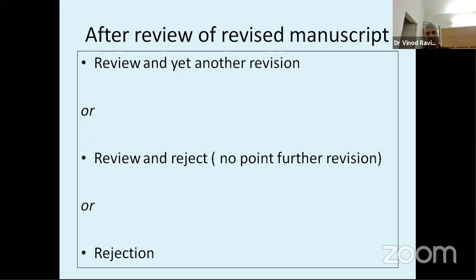It may happen that the editors ask the reviewers and the reviewers are not happy with the revisions taken. They have pointed out that there are several areas which still remain unclarified and not appropriately addressed or redressed. And in their opinion, there is no point for the revision. So that would be review and reject. Then of course, after having a look at the revised manuscript, at the editorial level, it can be deemed for an outright rejection. So all these three possible outcomes are very much possible.